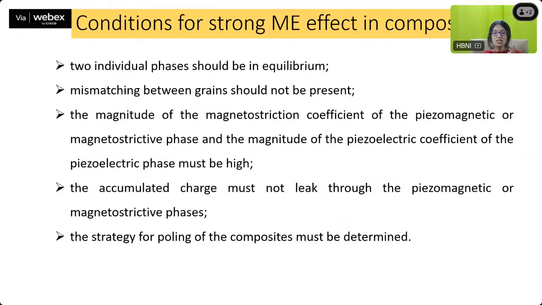So what are the conditions to observe a very strong magnetoelectric effect in composites? These two individual phases should be in equilibrium. Mismatching between grains should not be present. The magnitude of the magnetostriction coefficient of the piezomagnetic or magnetostrictive phase, and the magnitude of the piezoelectric coefficient of the piezoelectric phase, must be high. The accumulated charge must not leak through the piezomagnetic or magnetostrictive phases, and you must also determine the strategy for poling of the composites.